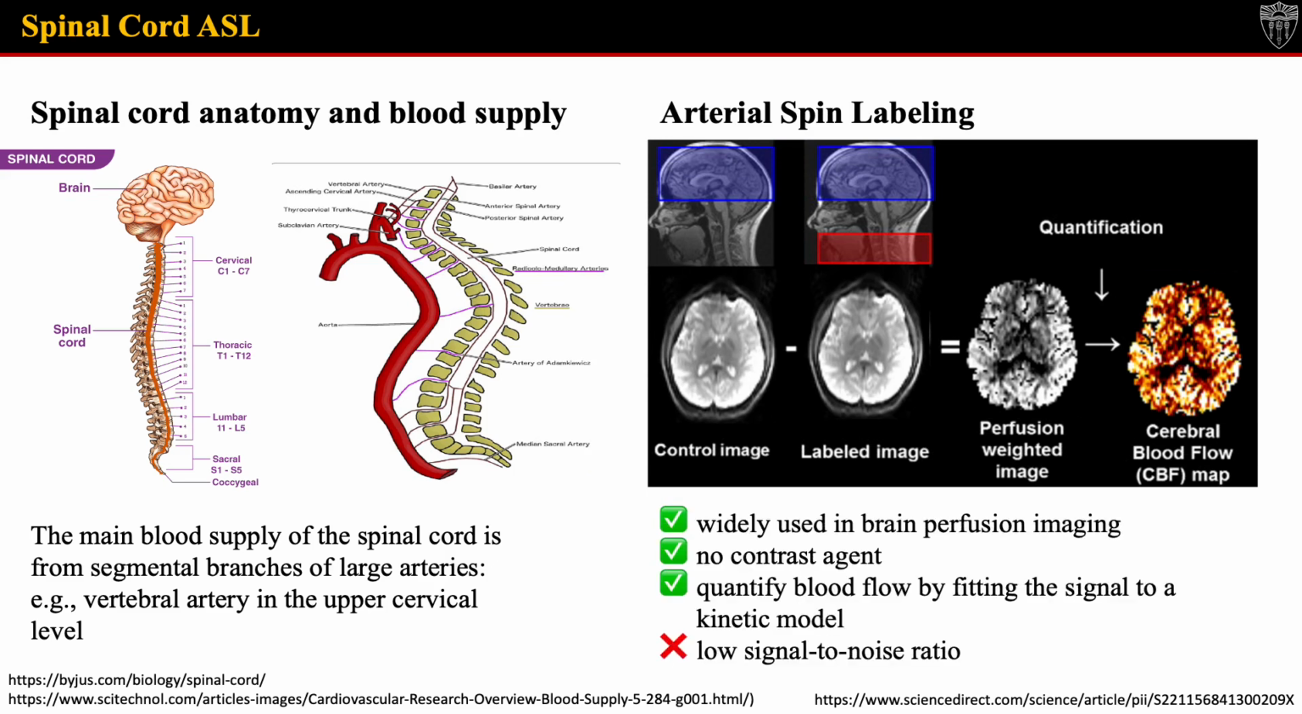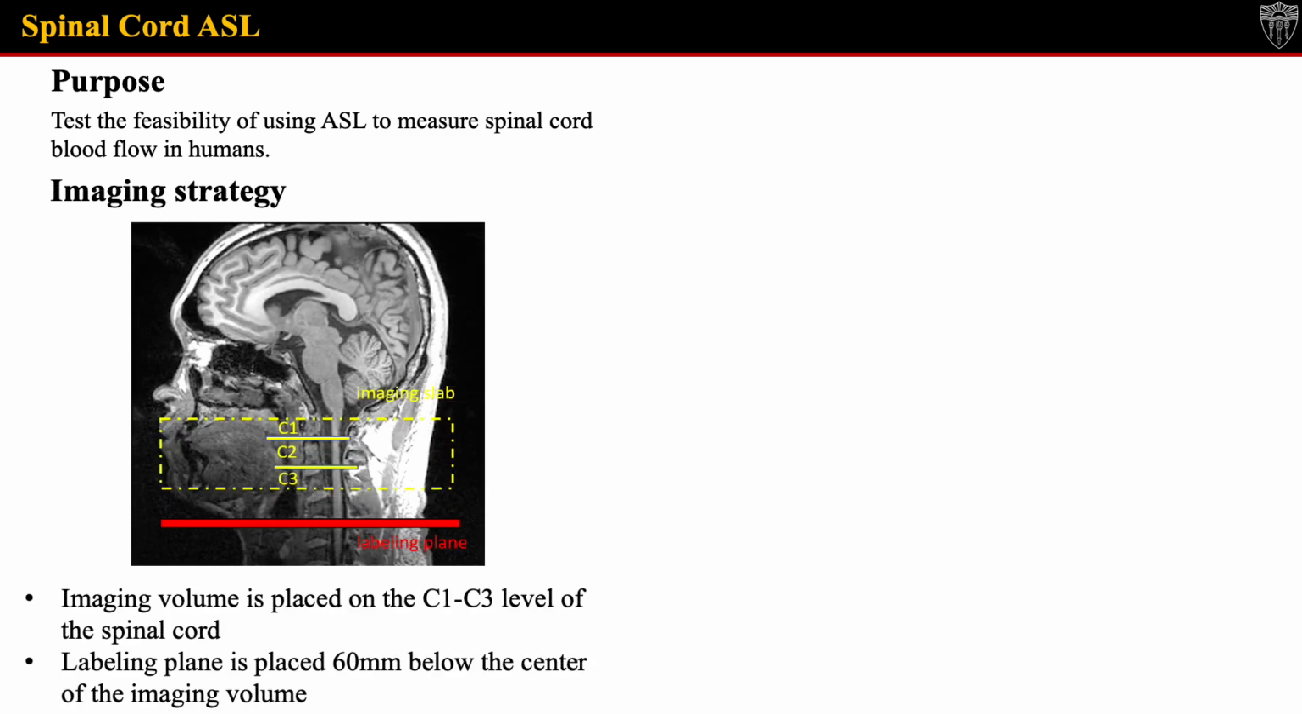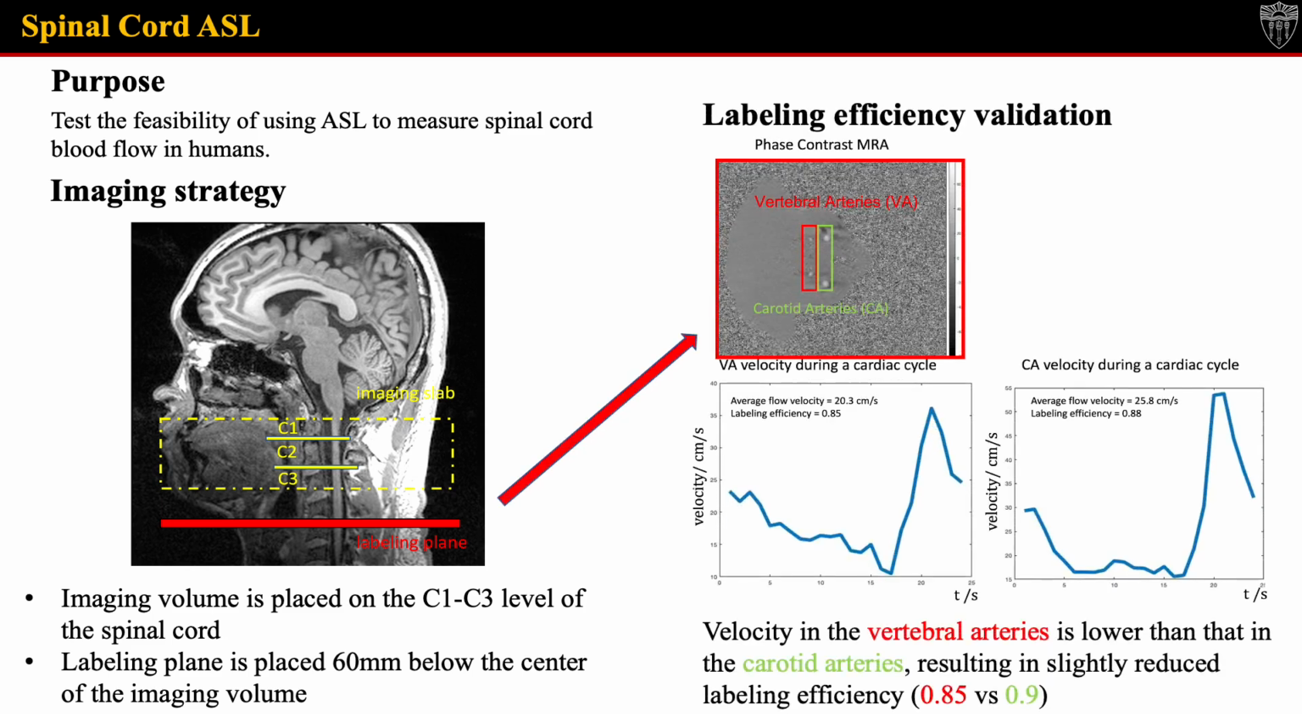Arterial spin labeling has been widely used in brain perfusion imaging. It can quantify the blood flow but will suffer from low SNR. In this study, we focus on the cervical spinal cord. This figure shows the imaging slab and the labeling plane of our image, and the phase contrast image and the Bloch simulation show it is feasible to label at this position, with a slightly lower labeling efficiency compared to the brain ASL because of lower velocity in the vertebral artery.